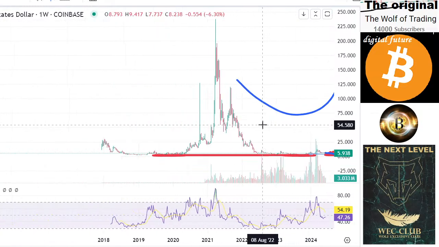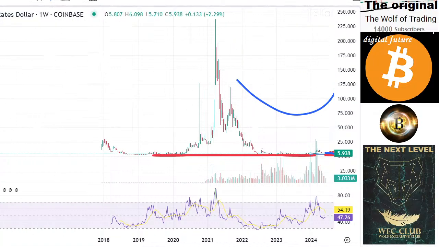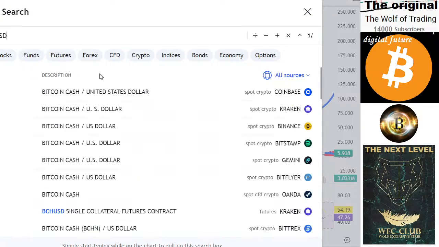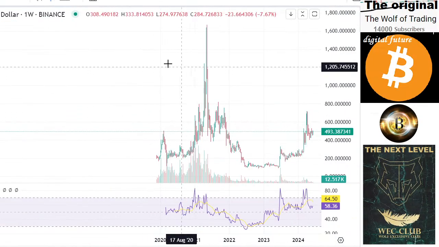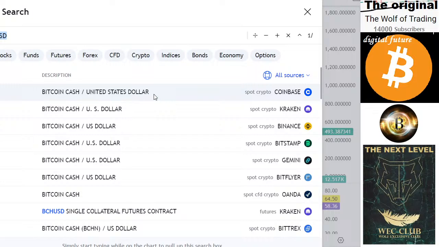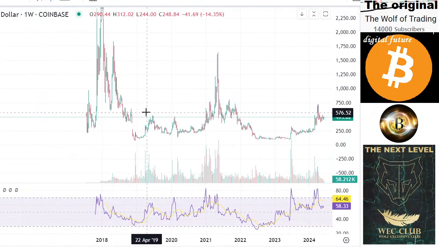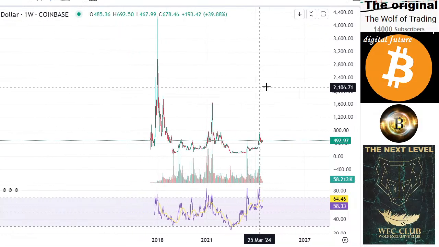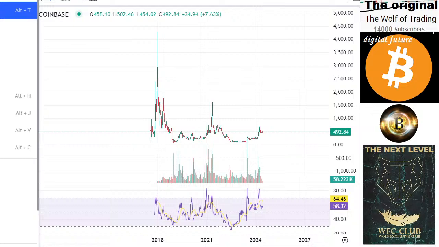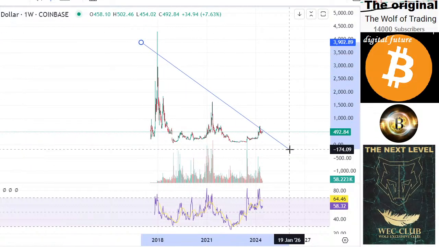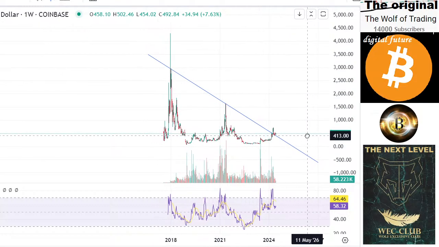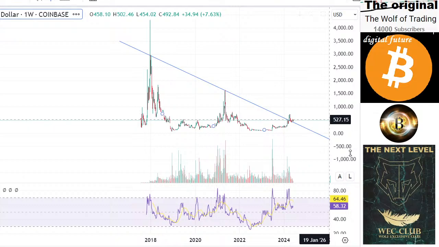Looking here to the next, let's look here at Bitcoin Cash. This was the request from one subscriber. Let's look if we can find here a better chart. Here, wonderful. Let's look. Here you can see the negative trend line. Wow, that is good. Look here.